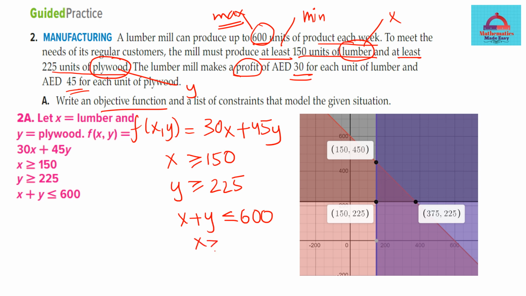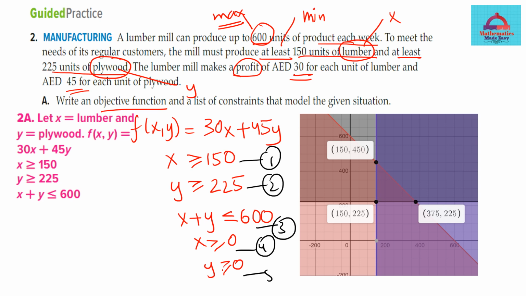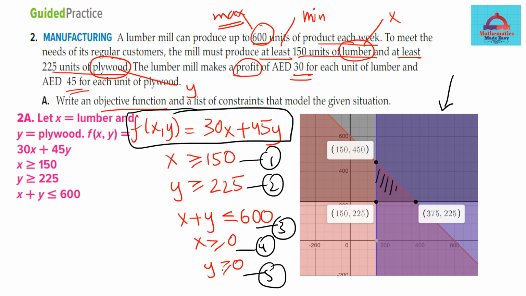Also, x will be positive, y will be positive. We are dealing with everything in the first quadrant. So 1, 2, 3, 4, 5 conditions, one objective function, and you draw the graph. Here I've shown you the answer from Desmos, so you get the triangular shaded region, this one. And for this, the 3 points, 1, 2, 3, are the vertex points.